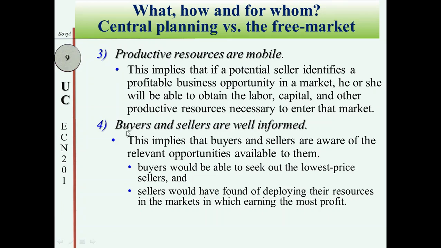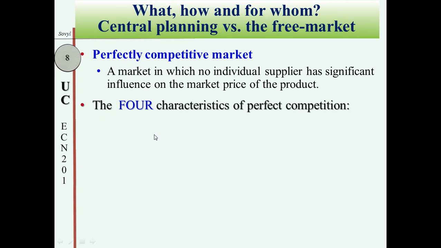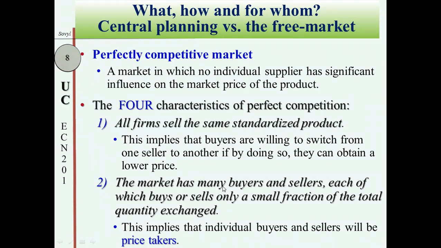Okay, so there are 4 points or 4 characteristics of competition. All firms sell the same standardized product. The market has many buyers, many sellers. So each buyer, each seller has a small fraction of market power. That's why they cannot change the price. They cannot change the quantity. So they need to accept the price. If they accept the price, they call those sellers, those buyers, price takers.